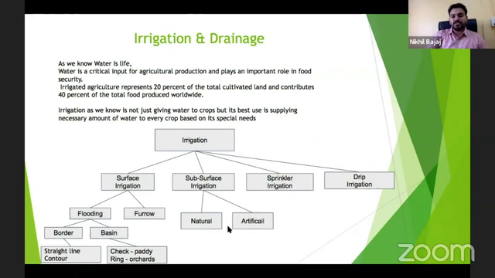Also, in subsurface irrigation, there are two types, natural and artificial. In natural, the water is allowed to flow to the surface, and in artificial, it is supplied to the crops using internal pipes. Sprinkler irrigation is a traditional method in which sprinklers are used to cover a large area of the crops. And drip irrigation is the latest and most advanced type of irrigation, which helps to supply water to the crops near the roots using pipes.